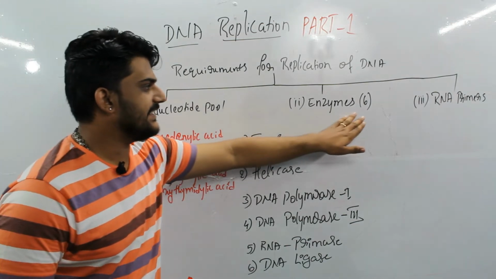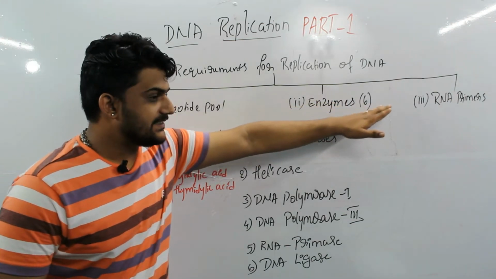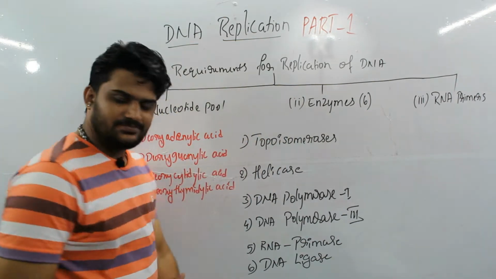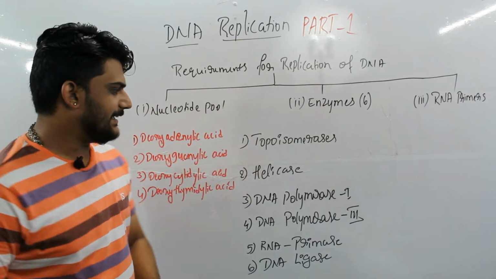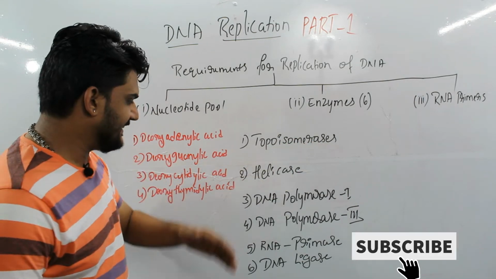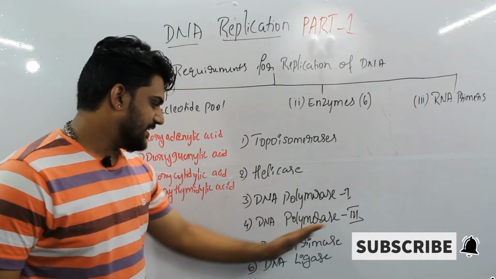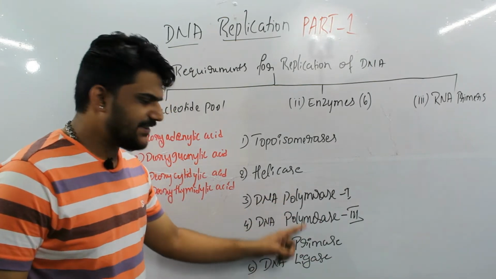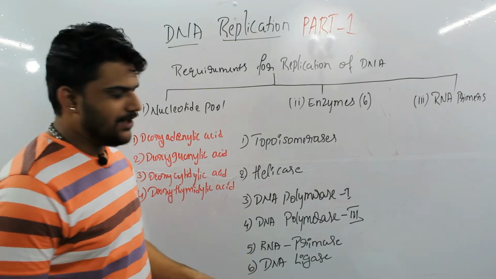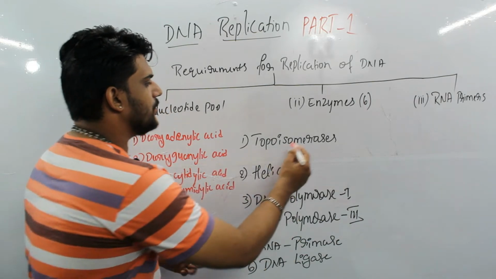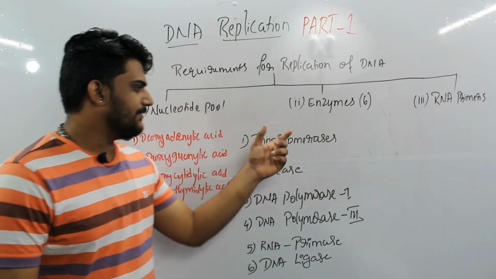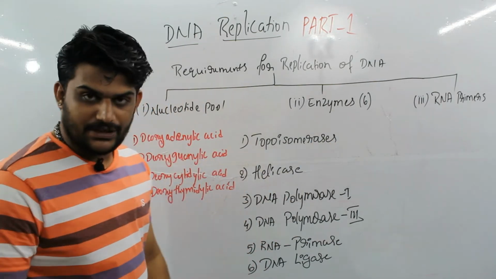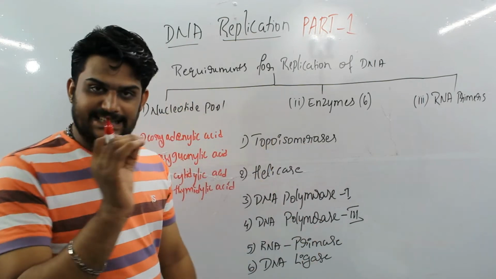Next requirement is enzymes. The cell requires 6 different kinds of enzymes, and those are topoisomerase, helicase, DNA polymerase 1, DNA polymerase 3, RNA primase, and DNA ligase. Here it might be a little bit blurred because of my camera. Okay, so we will discuss the function of each one by one. You need to remember it when you are learning replication. That is very important. These 6 enzymes are.